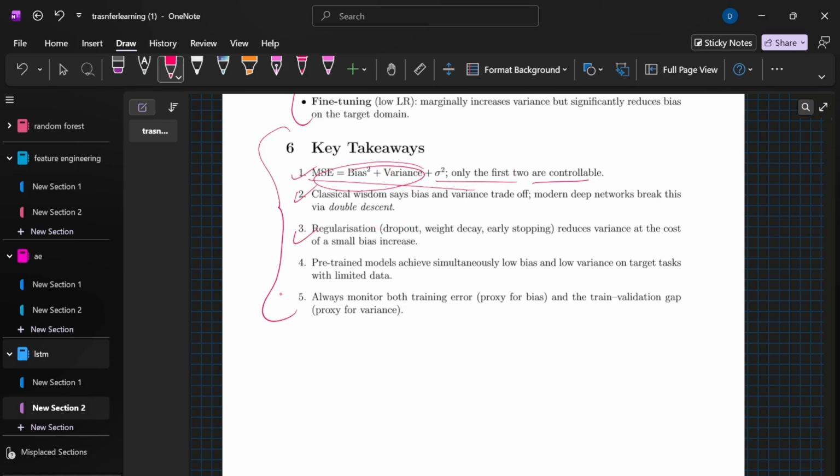Third, regularization techniques like dropout, weight decay, and early stopping reduce variance with only a tiny cost of bias. Fourth, pre-trained models give you low bias and low variance, especially powerful when data is scarce. Fifth, always monitor your training error as a proxy for the bias and the train-validation gap as a proxy for variance. If both are low, then you are at a golden point.